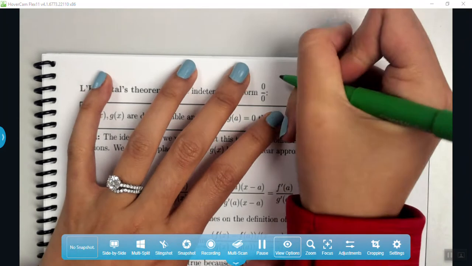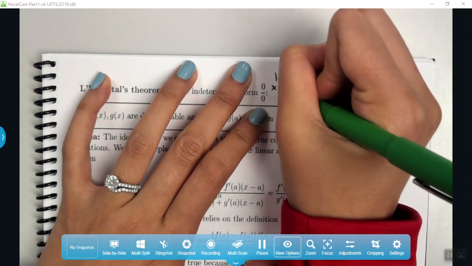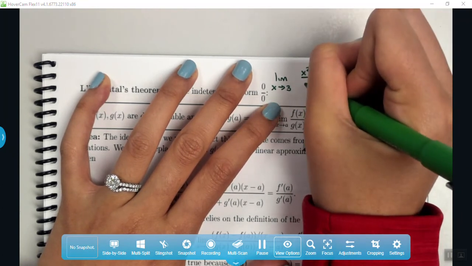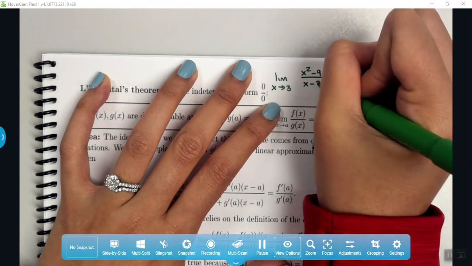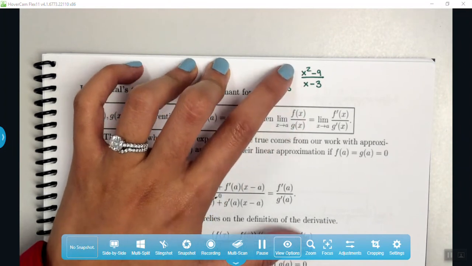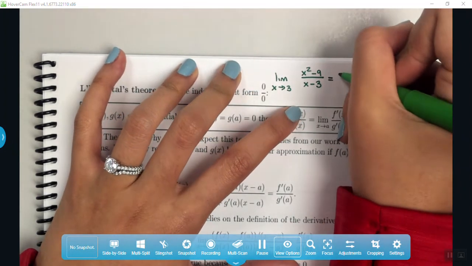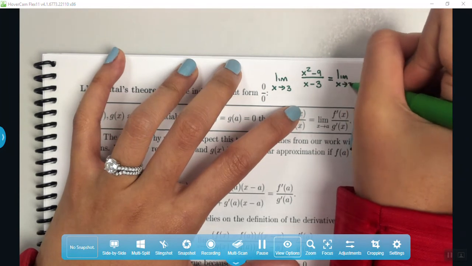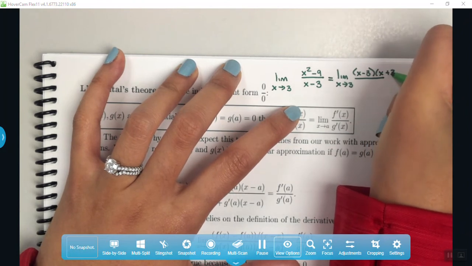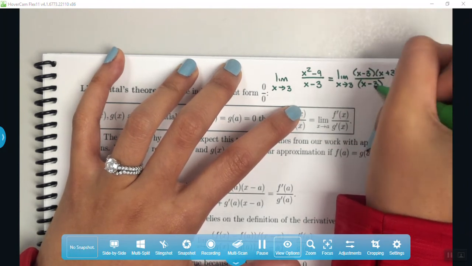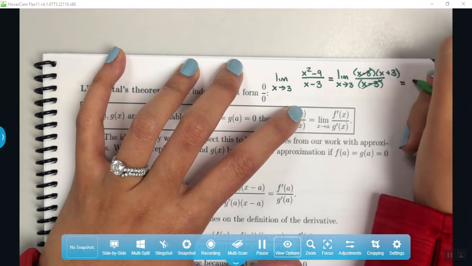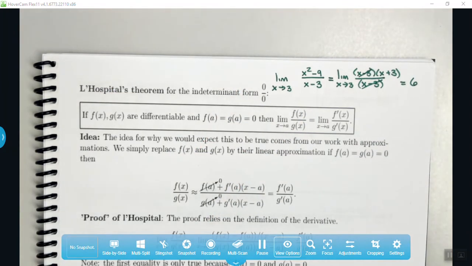For example, remember when we had the limit as x goes to 3 of x squared minus 9 over x minus 3, right? And you plug in 3 and you get 0 over 0, yes? And then you said, oh, if I get 0 over 0, what should I do? Factor it, right? So this becomes x minus 3, x plus 3 over x minus 3, and they cancel, and then you plug in 3 and you get 3 plus 3 is 6, and your limit is 6.